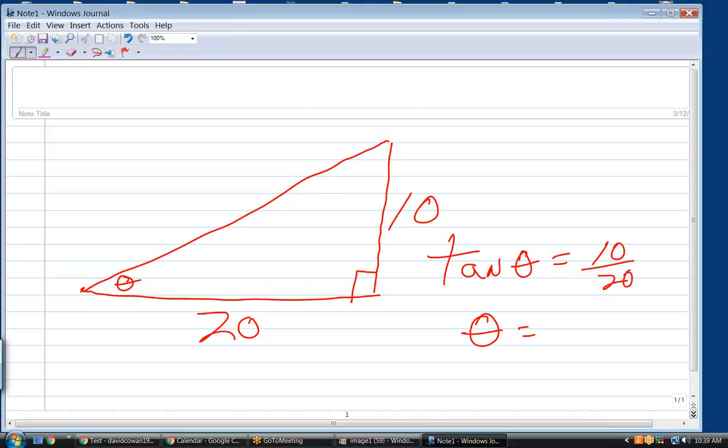If the tangent of theta equals 1/2, how do you get theta? You use the inverse tangent of 1/2, correct. So it's 26.6. With right triangles, all you need is two pieces of information to figure out everything. If we wanted to figure out this angle up here, then the tan of theta would be 20 over 10, and theta would be the inverse tan of 2.